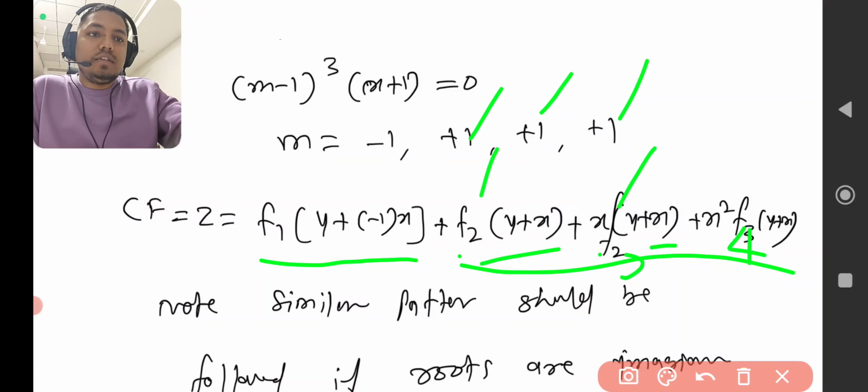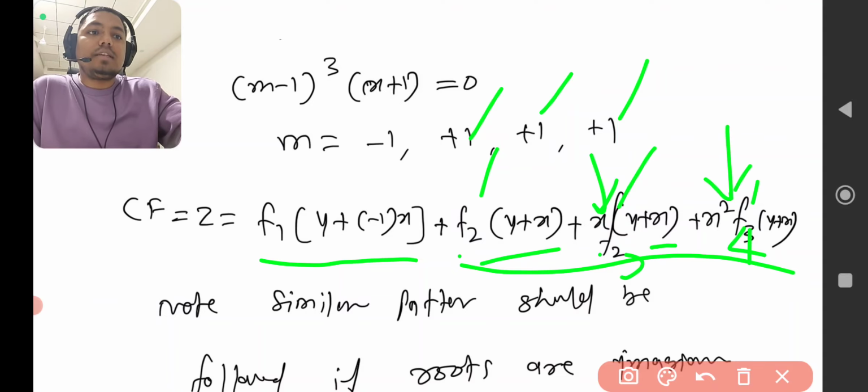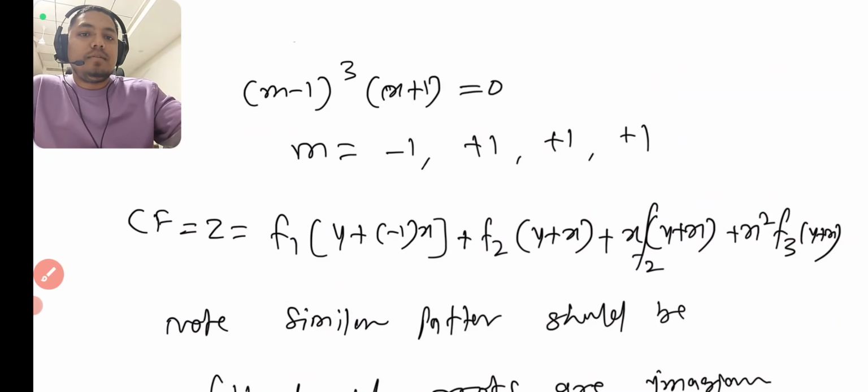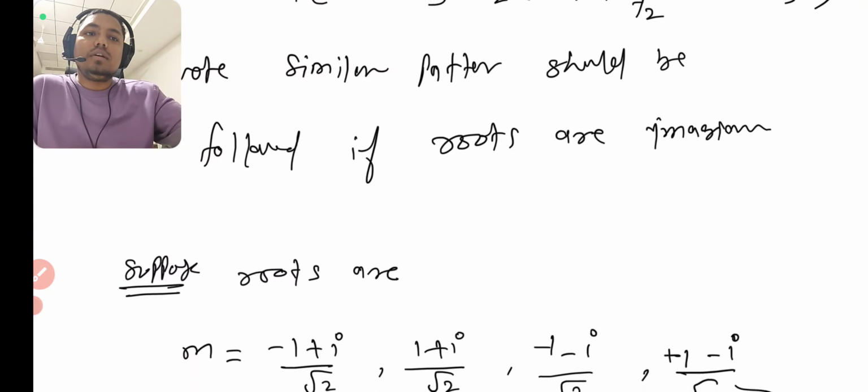But here you multiply by x because the second root is equal to the first root. Here you multiply again by x, so x square you multiply because the third root is equal to the second root. Done. Note, a similar pattern should be followed if roots are imaginary.